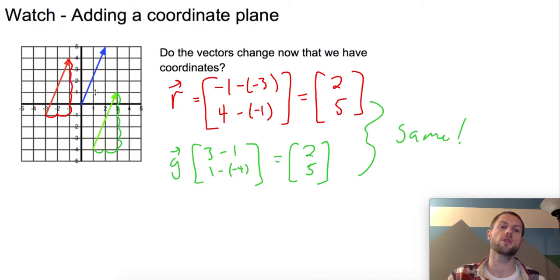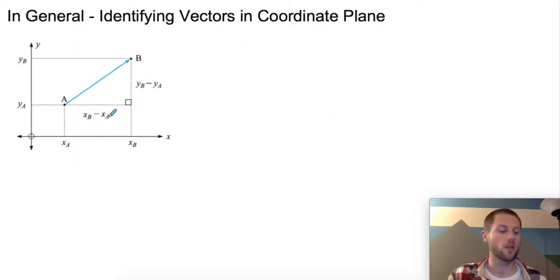So what if we were just to take away the grid and now look at coordinates? This is really all that vectors are in the coordinate plane. Same rules apply, adding is the same, subtracting is the same, multiplying is all the same. We're just doing it with a grid. So let's generalize this.